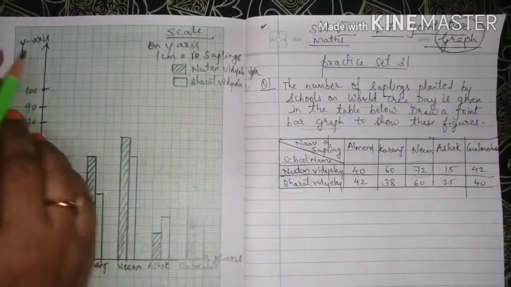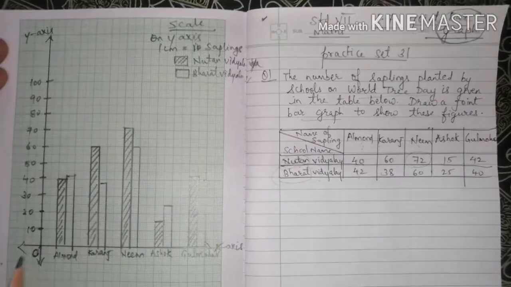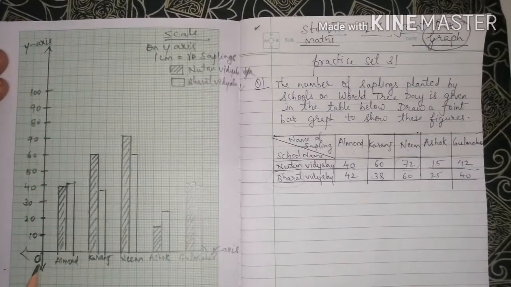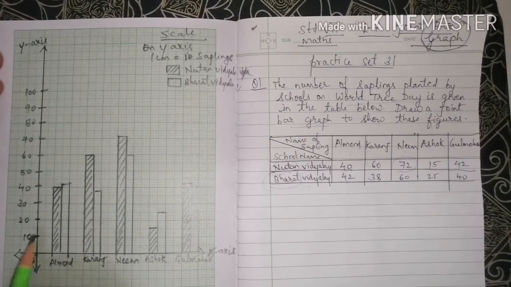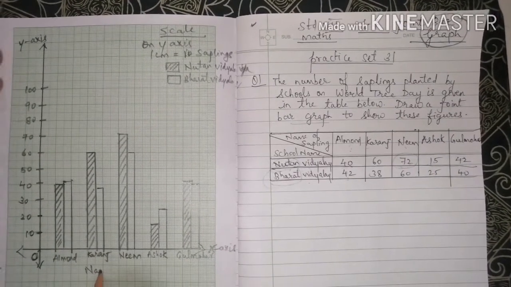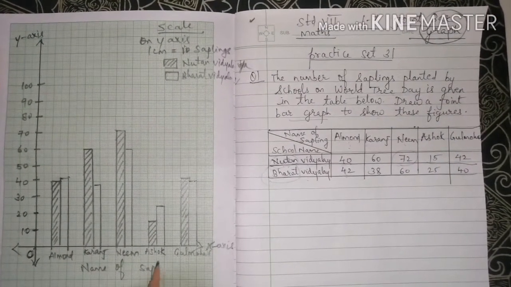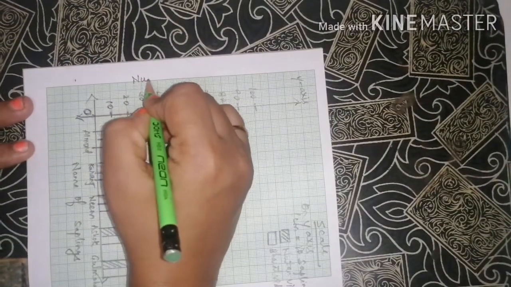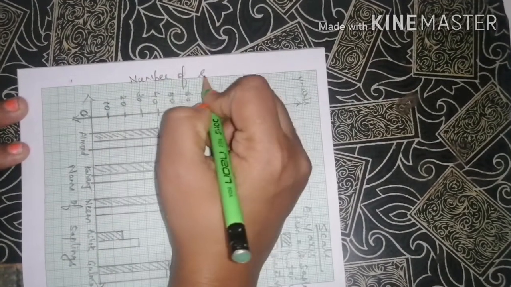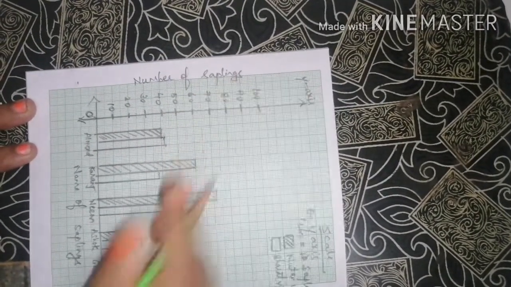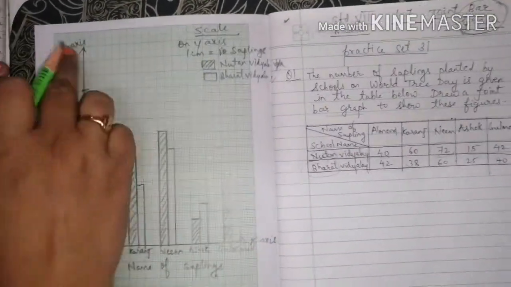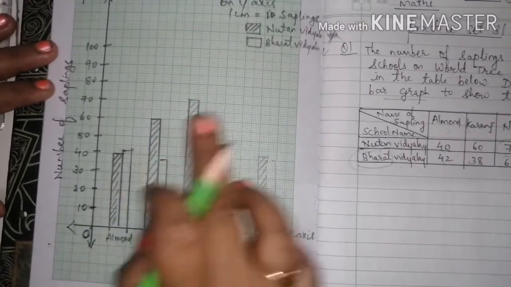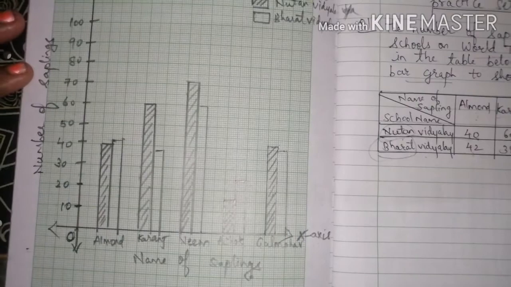So we have written the scale, we have written the axis names: y-axis, the vertical one. This one, the horizontal one, is the x-axis, and the intersection point is 0. And these are names of saplings, so you can write it, name of saplings. And this one is number of saplings, so you can write here number of saplings. So just check all you have written: axis names, scale, and you have shaded the parts which are to be shaded, like this. So here we have done question number 1.